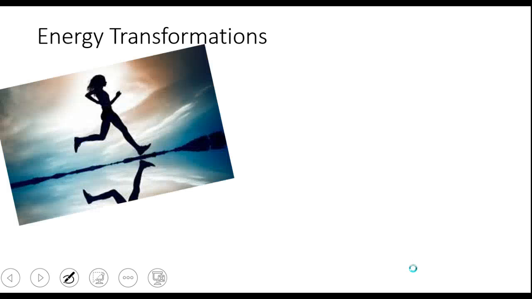All right, same thing with the runner. Go ahead and pause the video. Try and come up with your energy transformations for a runner. And I'm going to say that runners start with chemical energy. All good runners or athletes know this, that a good diet makes you perform better because your body is able to efficiently convert the right forms of energy into kinetic energy. So chemical to kinetic.